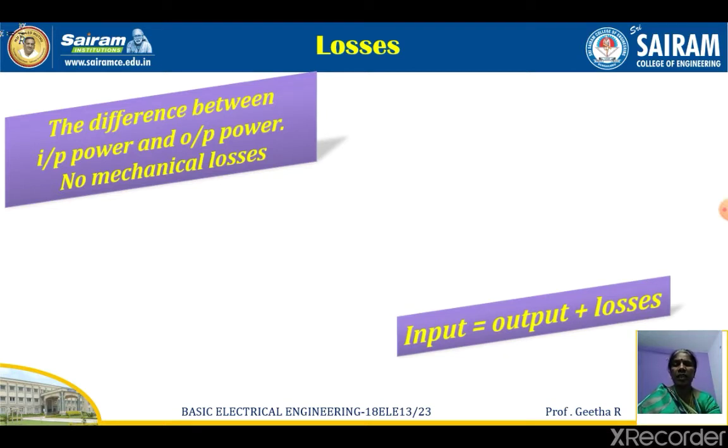Whenever an input is applied to a transformer, the complete input is not converted into the output. That is, 100% efficiency will not be there. A portion of the input will be wasted in the form of heat. That is nothing but the losses. For a transformer, since there is no rotating mechanism and the machine is stationary, no mechanical losses are associated with the transformer.